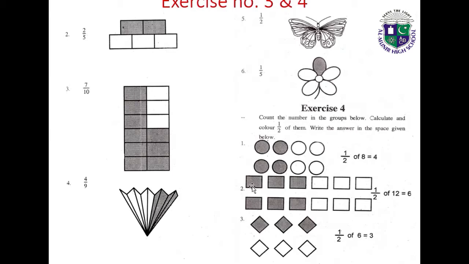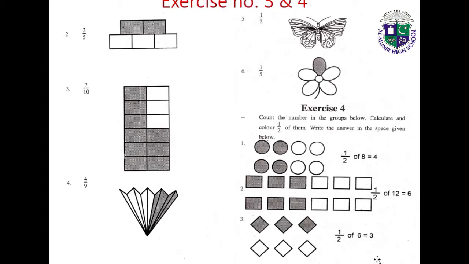4 is your answer. 1, 2, 3, 4, 5, 6. Answer: 1 by 2 of 12, 2 sixes are 12, 6 is your answer.